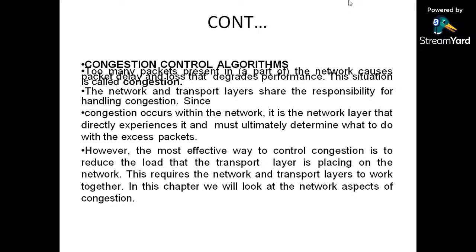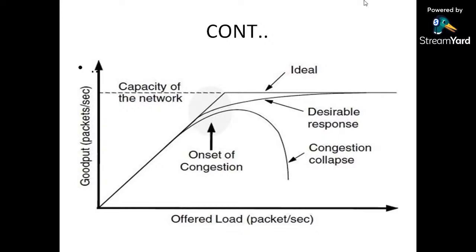However, the most effective way to control congestion is to reduce the load that the transport layer puts on the network. So this requires the network and transport layer to work together. So we'll look at aspects of congestion.